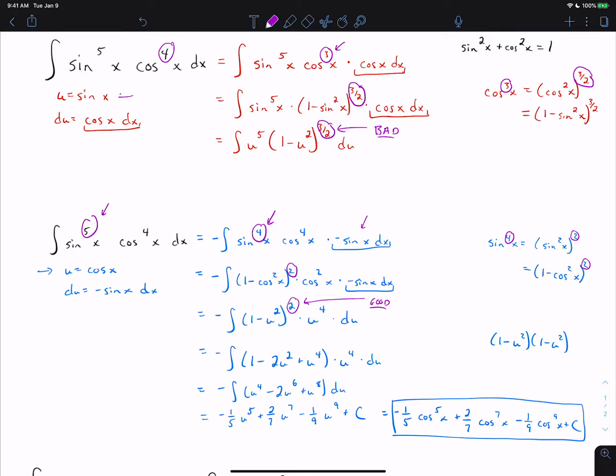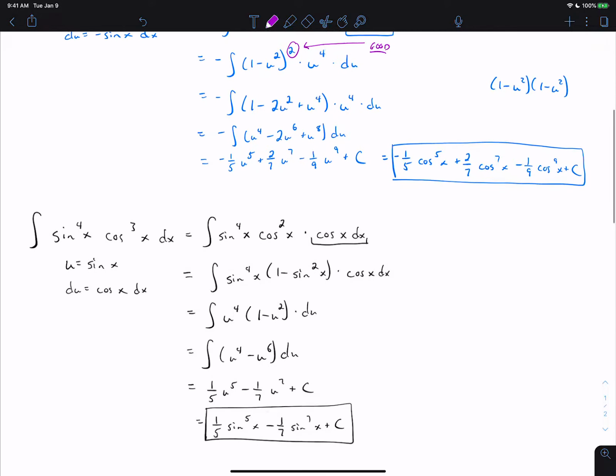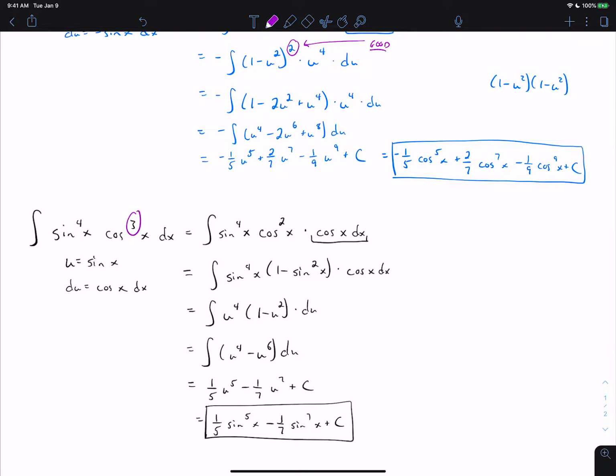Here, when u was sine x, the one that was not u had an even power, which is how I knew this was not going to work before we started. That's how we want to notice that later. On the next problem, the fact that cosine had an odd power meant that that was a good choice for du, because then we ended up with cosine squared here. That even power allowed an understood 1 here. The fact that that was not 1/2 or 3/2 or 5/2 meant that this was doable.